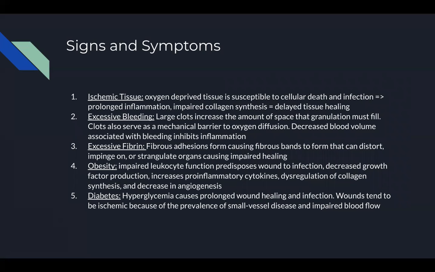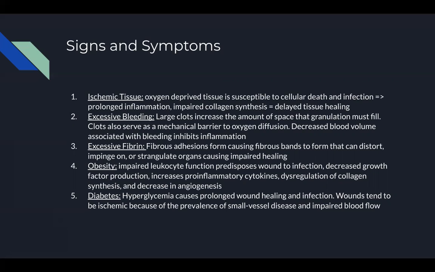Next, we have excessive bleeding, which is caused by large clots increasing the amount of space that granulation must fill. Clots then serve as a mechanical barrier to oxygen diffusion, and a decreased volume associated with bleeding inhibits inflammation. Next, we have excessive fibrin. Fibrous adhesions form, causing fibrous bands that can distort, impinge on, or strangulate organs, causing impaired healing.